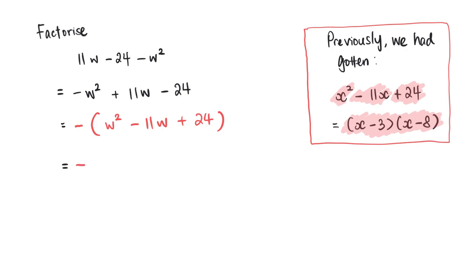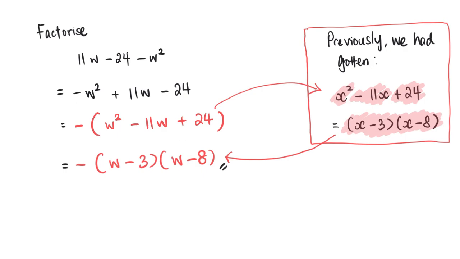So it will be negative, w minus 3, w minus 8. And we are done by making direct application of the results from the previous part. So from here I could see it has some similarity with this, and therefore I could make use of the result.